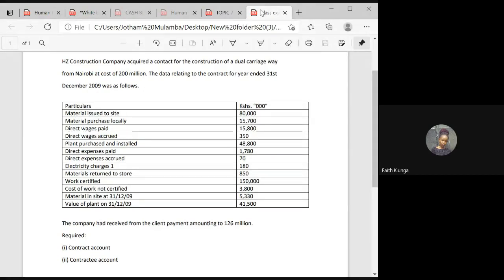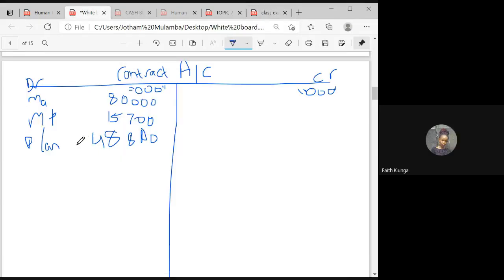Direct wages paid. How much? 15,800,000. Another transaction.